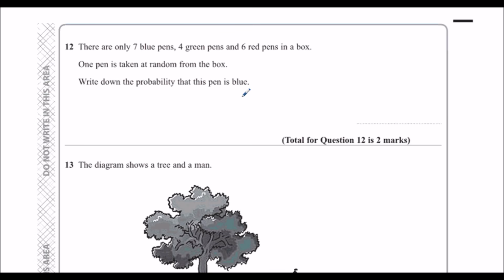So how many blue pens have we got? We've got 7 blue pens. So 7 blue, out of how many in total? So 6 red and 4 green is 10, and the 7 blue, 17 in total. So what's the probability of a blue? It is 7 out of 17.